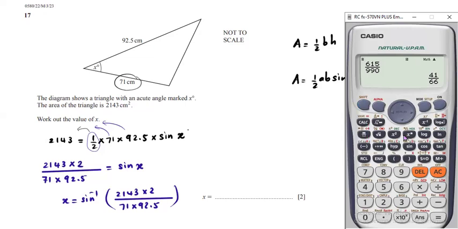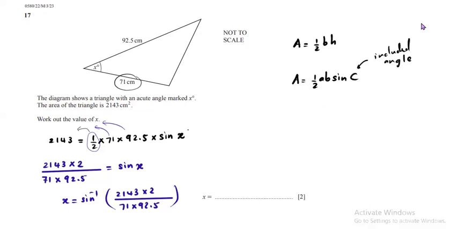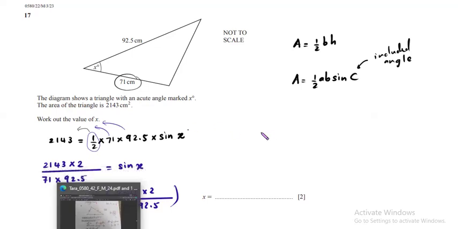So then I'm going to do inverse sine. Then I need to do 2143 times 2 and divide it by 71 times 92.5. I'm going to close the brackets, and the value I get is 40.738. So corrected to 2 decimal places, it's going to be 40.74 degrees. I can also write it to 3 significant figures.